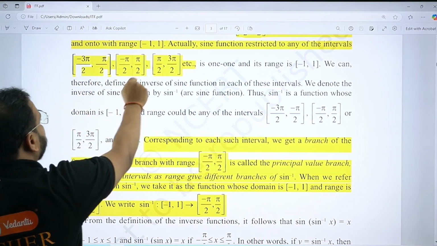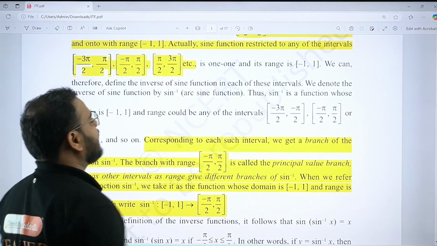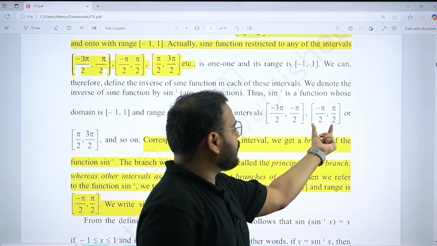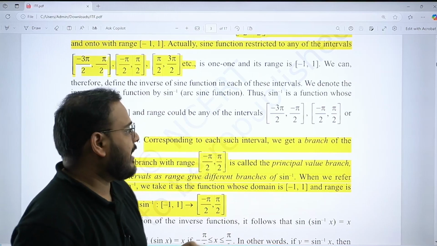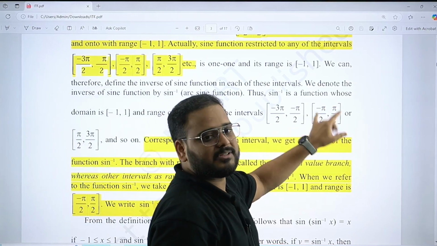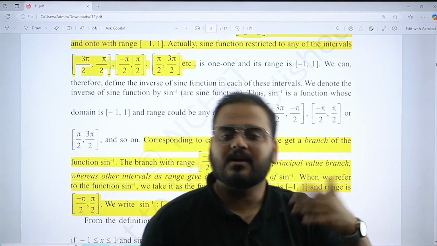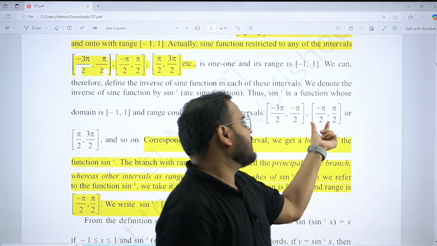Minus pi by 2 to pi by 2. Okay, we have pi by 2 to 3 pi by 2, like that. Okay, and this domain over here is called principal values. Whenever they're asking you to find the principal value of the inverse function, they're looking for the answer in this domain only.